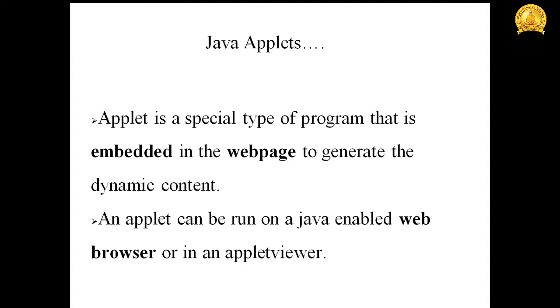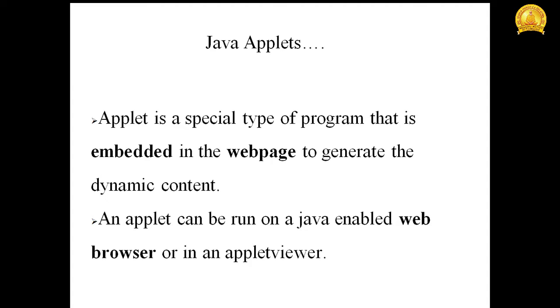An applet is a special type of program that is embedded inside a web page to generate dynamic content. An applet can be run on a Java-enabled web browser or in an applet viewer. So you can say that an applet program is nothing but a program which is embedded inside a web page, and hence it can be run inside a Java-enabled web browser or in an applet viewer.